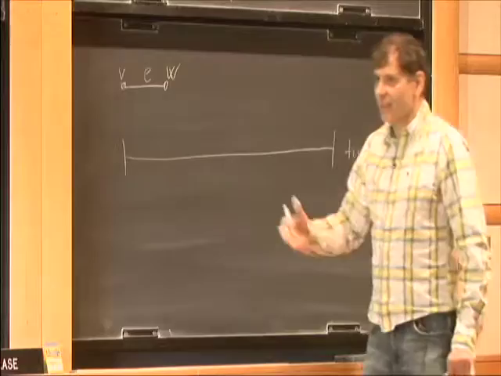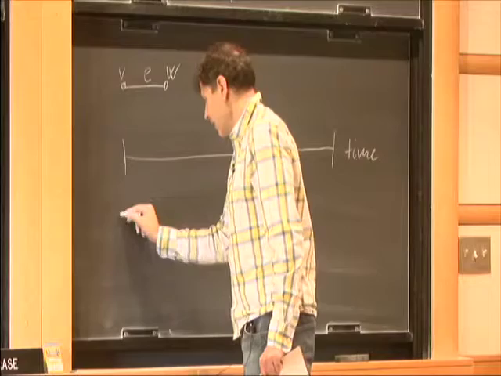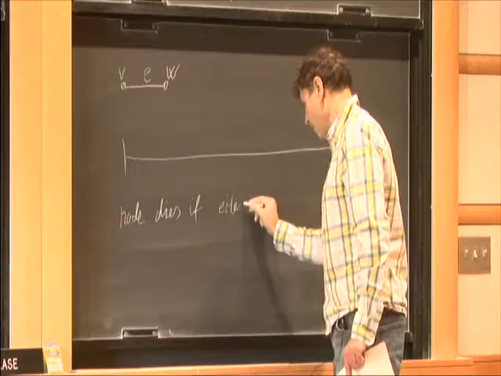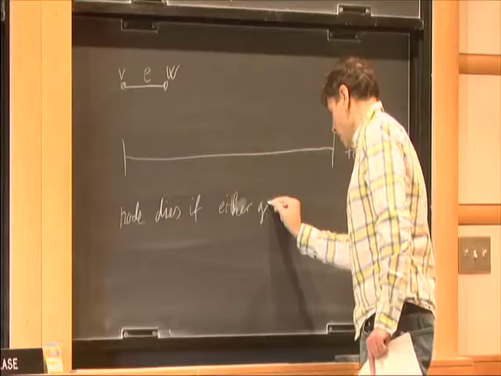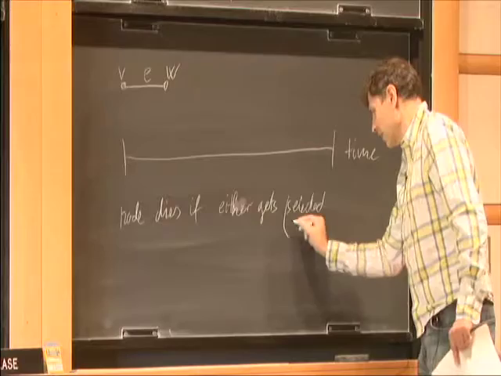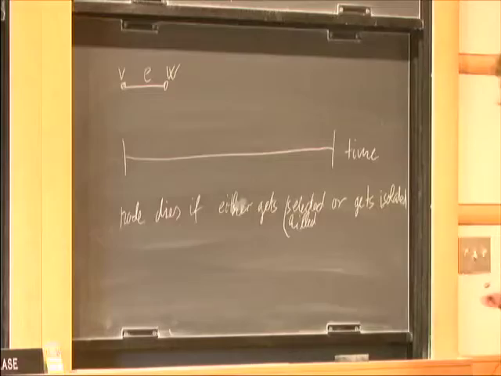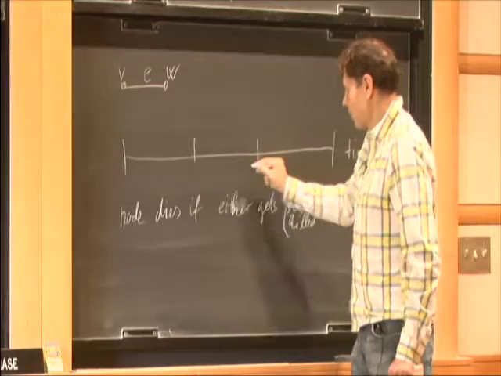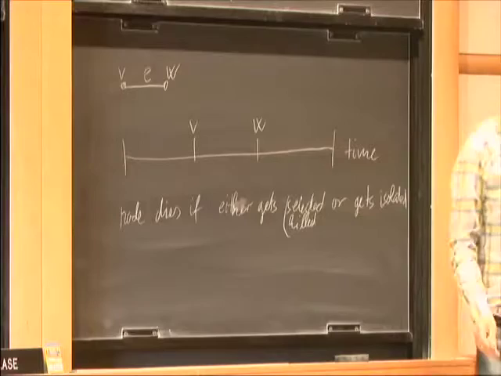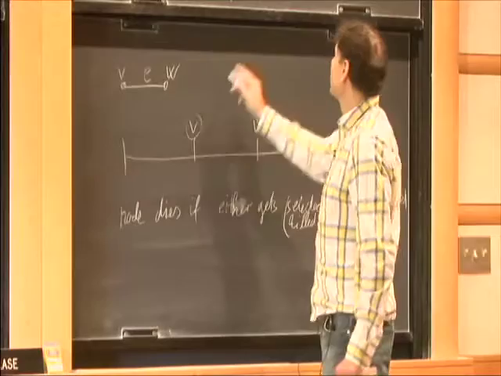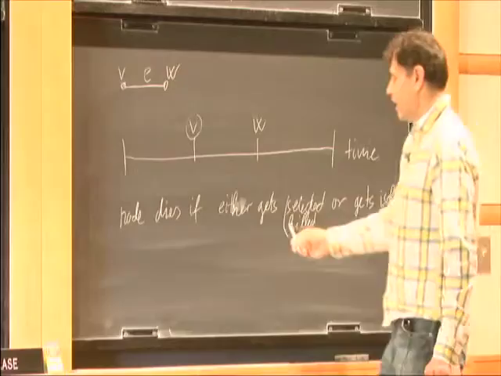Actually, during the process, I say that a node dies if it gets selected or killed or gets isolated. So let's look at this time scale, when V dies and when W dies. So what the observation is, what does it mean that SV is, let's say, omega of 1? That means that when V dies, it's somewhere in the middle.